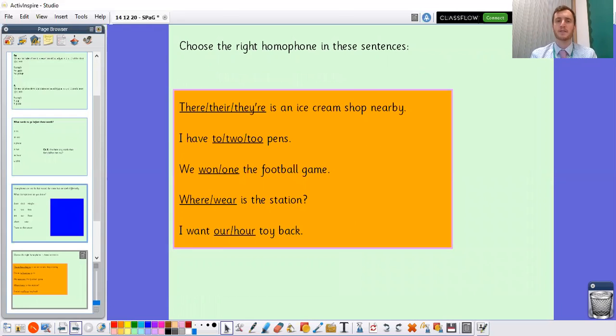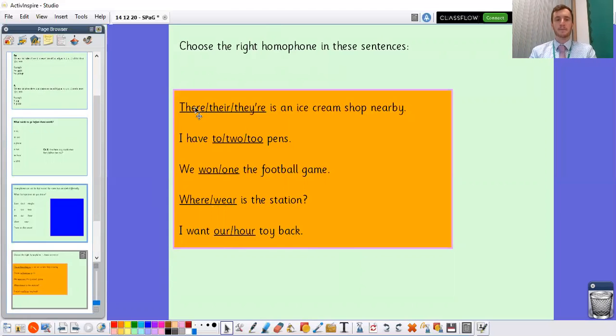Now, for a little activity to practice our use of homophones, I have some sentences and I want you to choose the correct homophone for each one. There is an ice cream shop nearby. I have 2 pens. We won the football game. Where is the station? And I want our toy back. For each one, choose which one you think is the correct homophone. If you want to pause the video to give yourself a bit of extra time, please do.